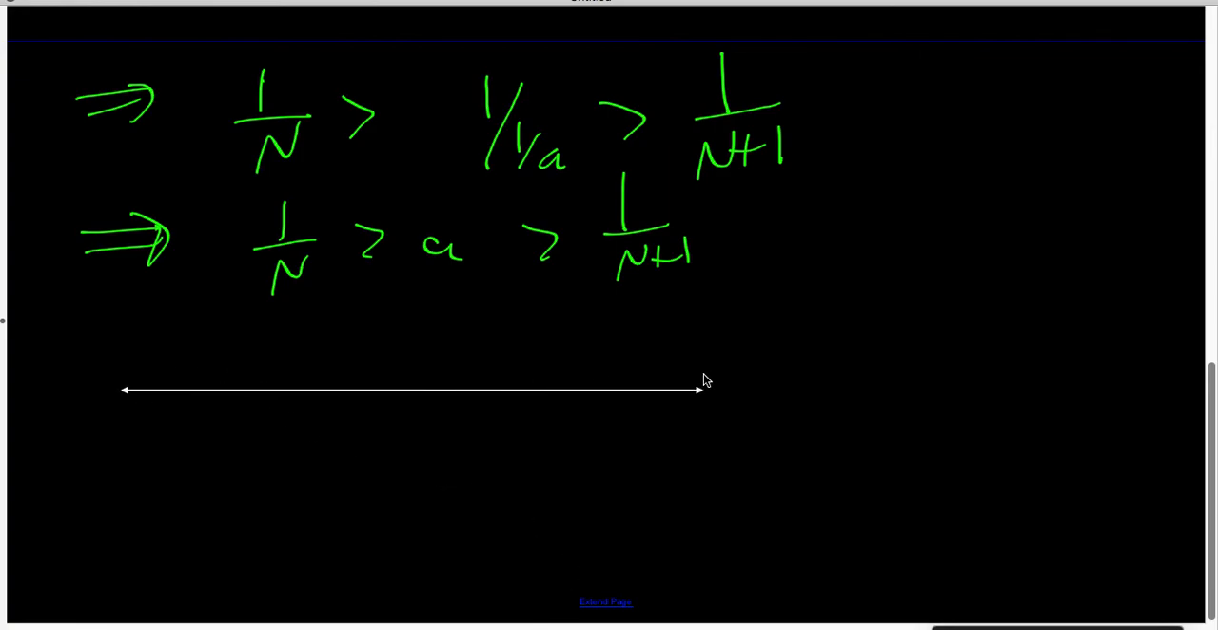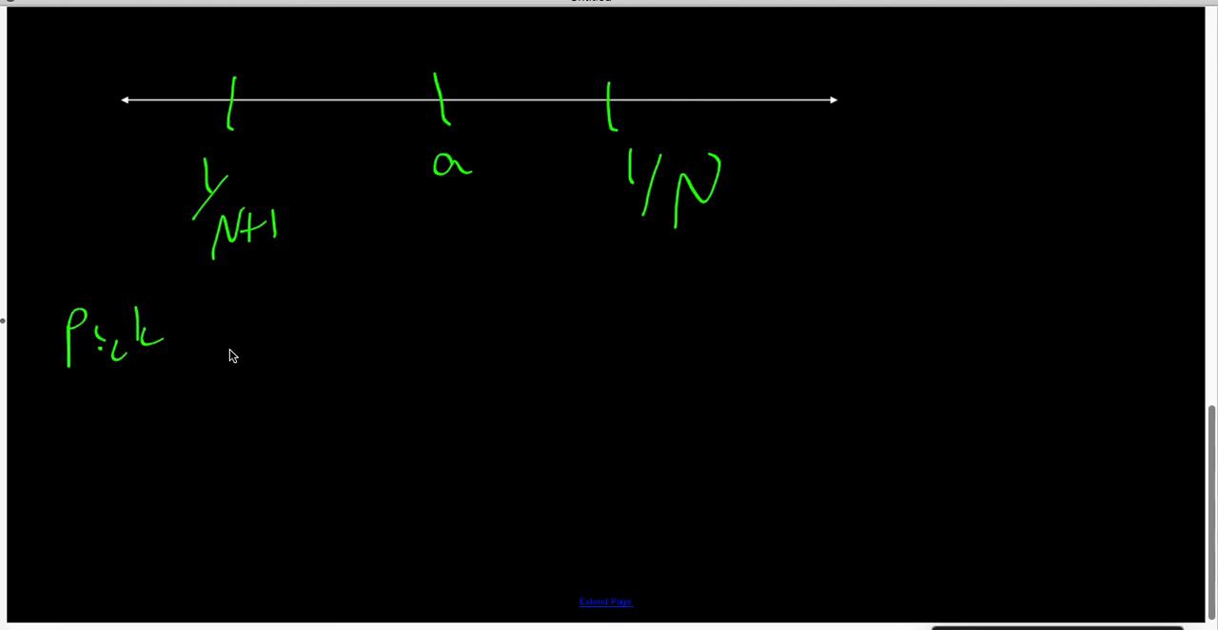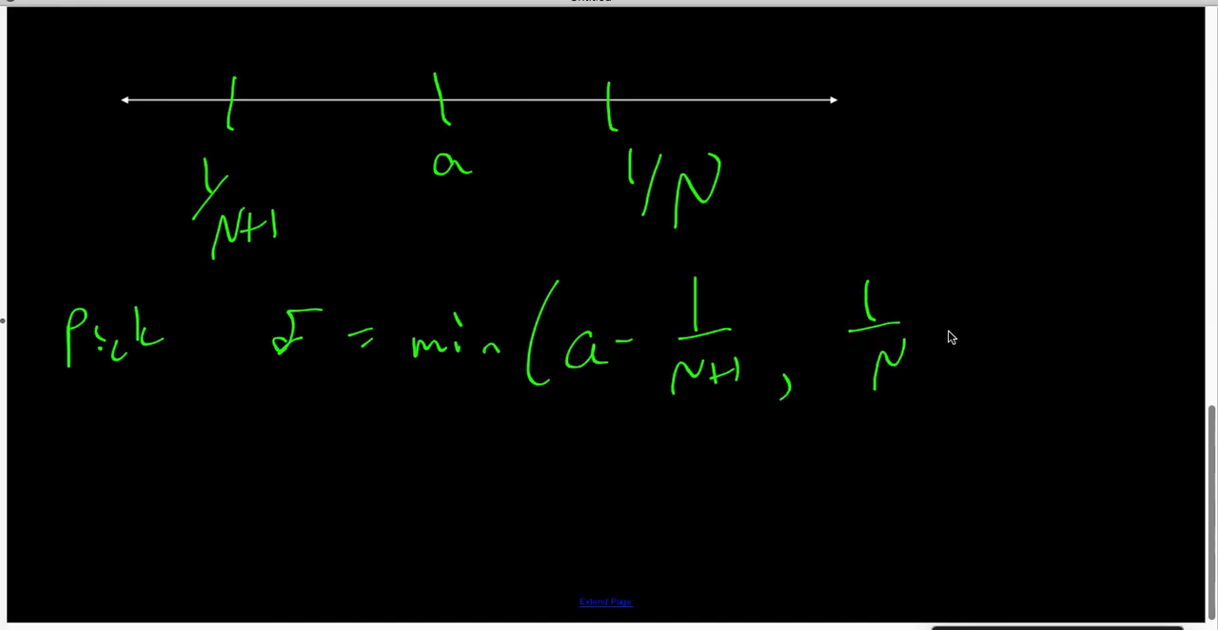Here's our number line. We have A here. We have 1 over N here, and we have 1 over N plus 1. And again, it's easy to see that we can pick delta to be the minimum of the distance between A and these two fractions. So it will be the minimum of A minus this fraction and 1 over N minus A. Delta needs to be less than that minimum.